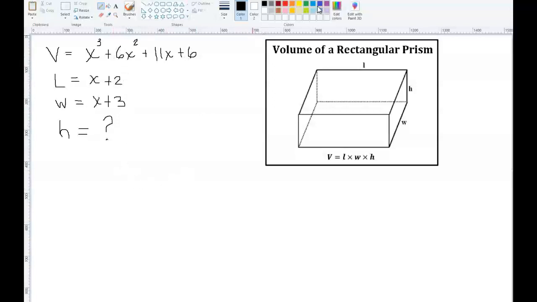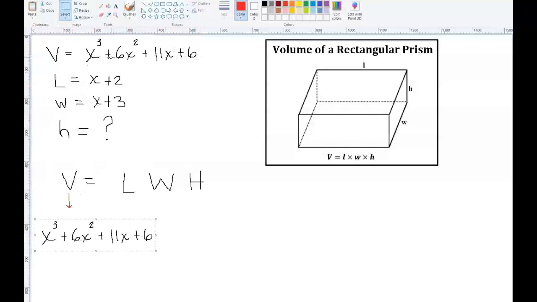So here's what I do. I'm going to write the formula. So V equals L times W times height. And what I'm going to do, like what we always do with formulas, is we plug in. So I know the volume. And the volume is this, x to the third power plus 6x squared plus 11x plus 6. So that's my volume. Okay.